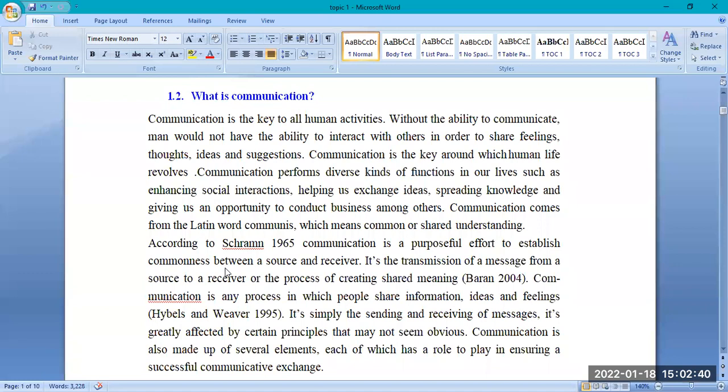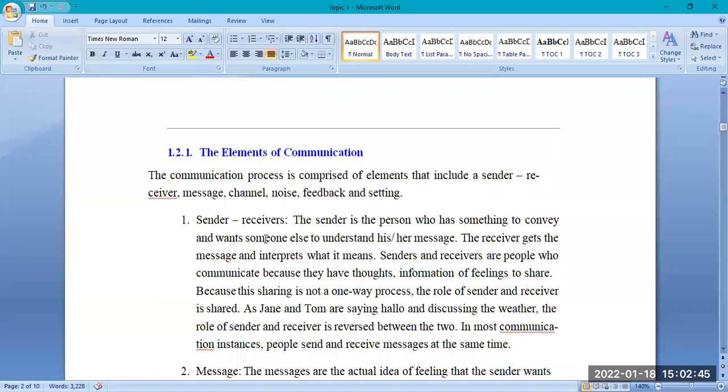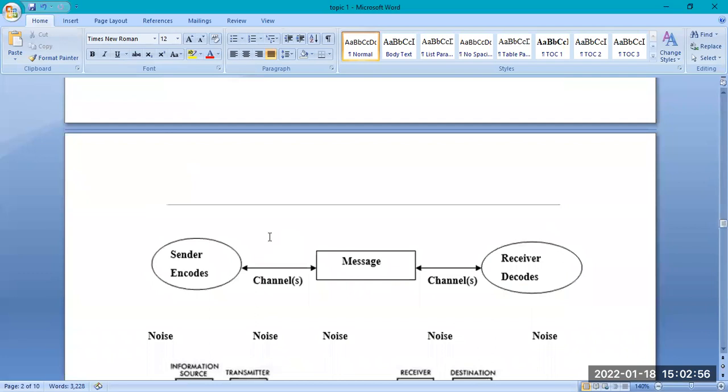So therefore, we have the elements of communication. But before we go to the elements of communication, allow me to go to the process of communication, so that in the process of communication, we can see the elements of communication. Now, this is the process of communication.